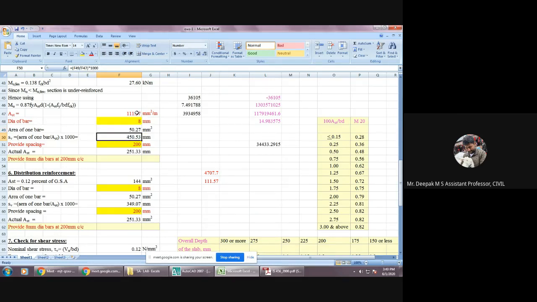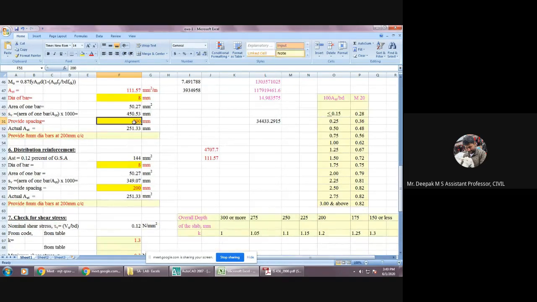That is well above 111.57. It is satisfying. So I am providing a spacing of 200. So the actual AST for every meter is 251.33.